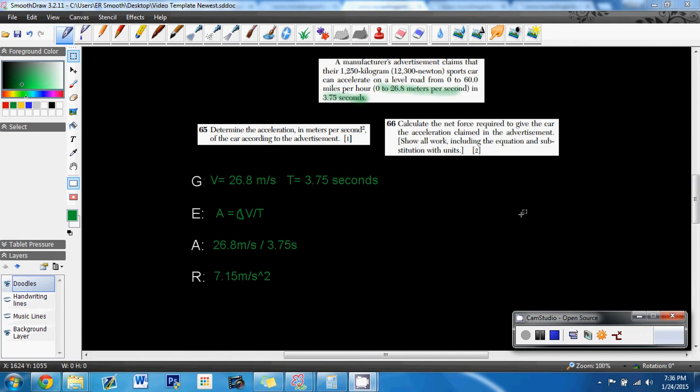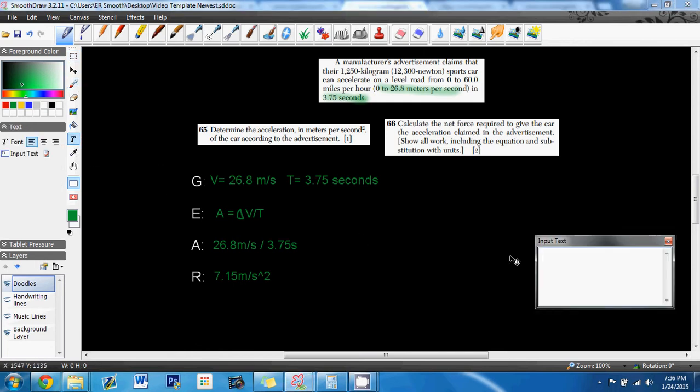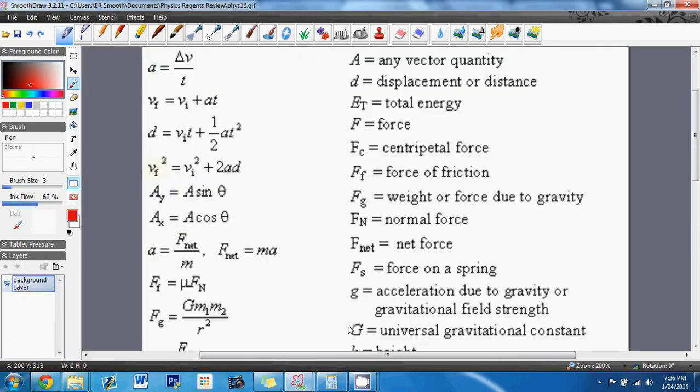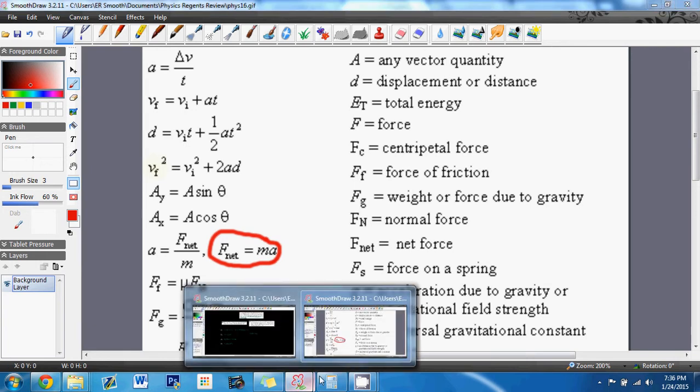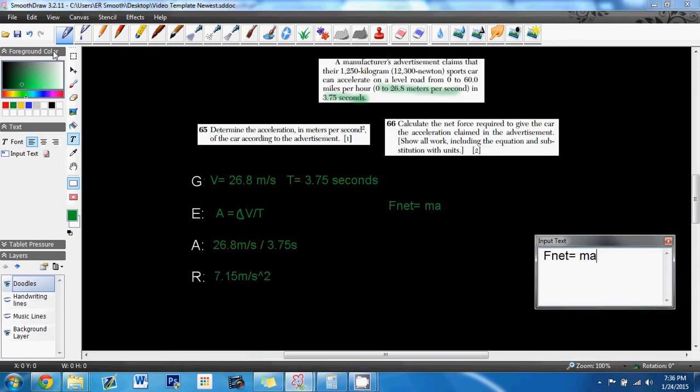So the equation for net force is F net equals mass times acceleration. And if you ever forget that equation, you can just go right to your reference table, and it's right here. Force equals ma, mass times acceleration.